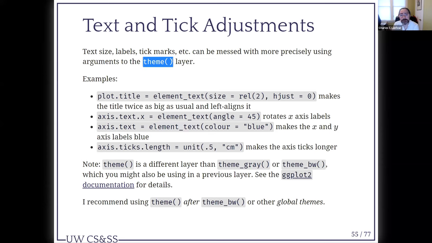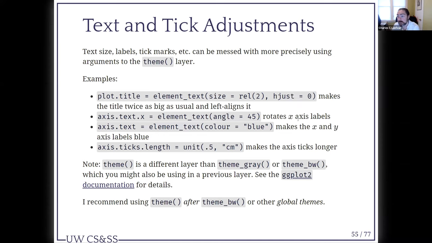Things you might do in it. Here's an example. Maybe I want a really big title and I want it left aligned. I might say in my theme layer, plot.title equals element_text, make it size relative to, says make it twice as big. hjust zero left justifies something. If you want a centered title, you could say hjust equals 0.5. If you want it right justified, it would be hjust equals 1. This is horizontal justification. Okay? You can do all sorts of other things.